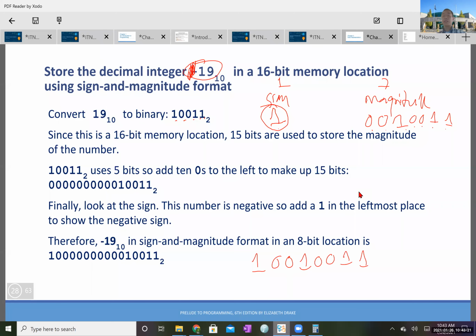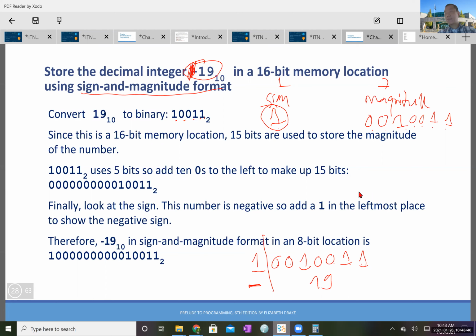Now if you look at that again, break it down into portions. The first bit, number 1, tells you it is negative. The 7 bits are the magnitude, and when you convert them from binary, you have 19. So you see 1 0 0 1 0 0 1 1, and when you convert it from sign and magnitude format, you have negative 19.